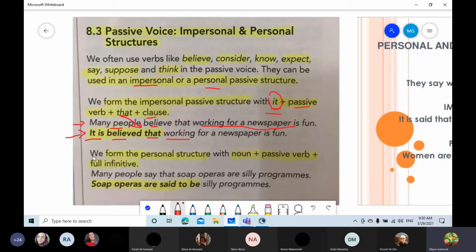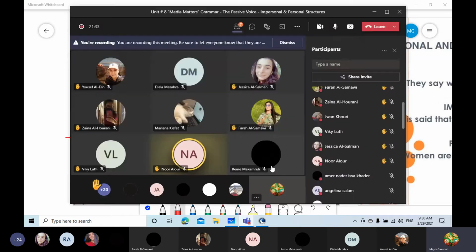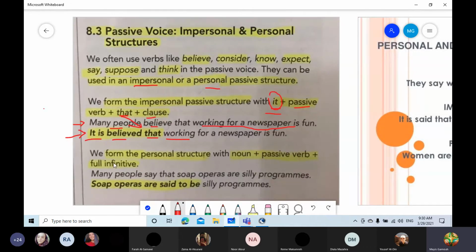Let's go to the personal passive structure. Do we have, yes, Jessica? Can you read the structure in here? Yes, you.